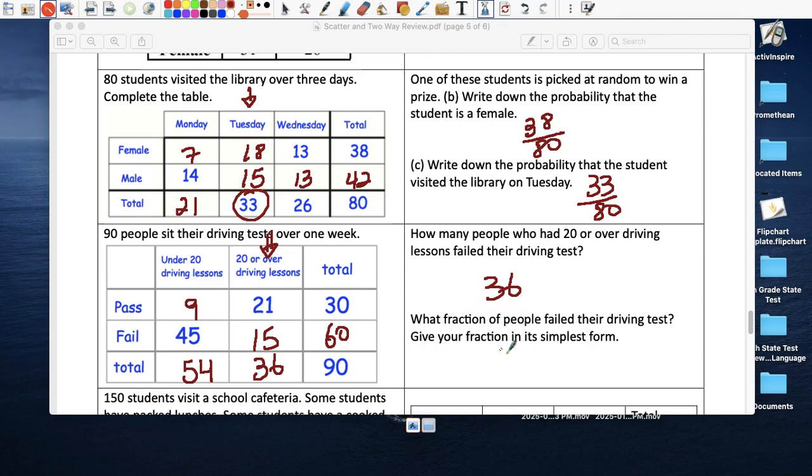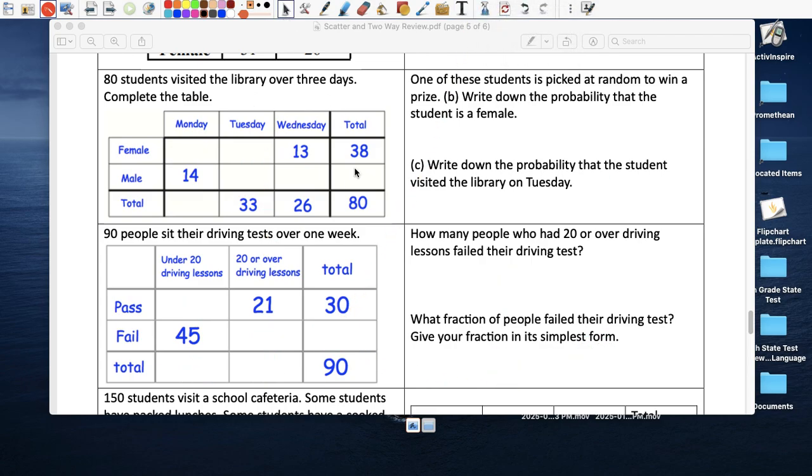What fraction of the people failed their driving test? How many people failed their driving test? 60 over 90, or 2/3 of the people failed their test.